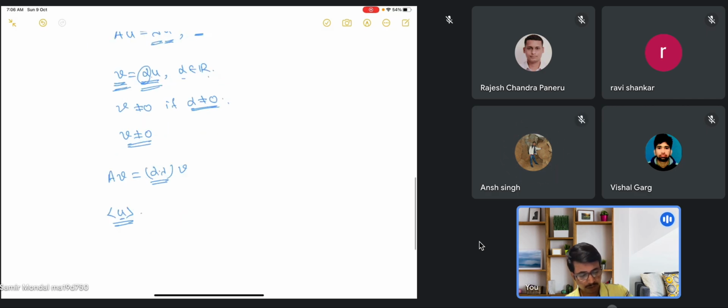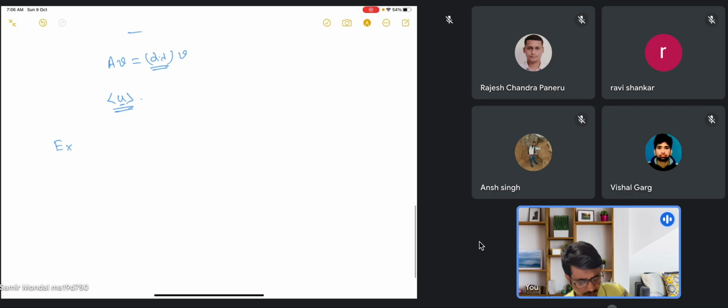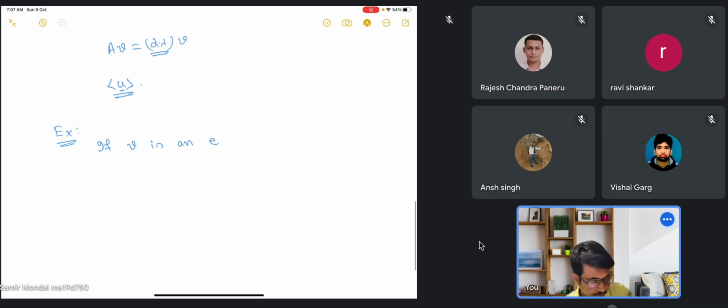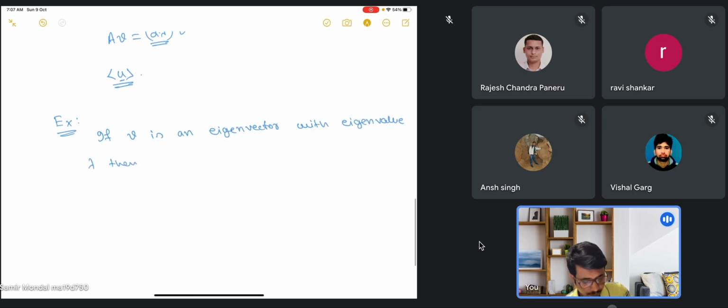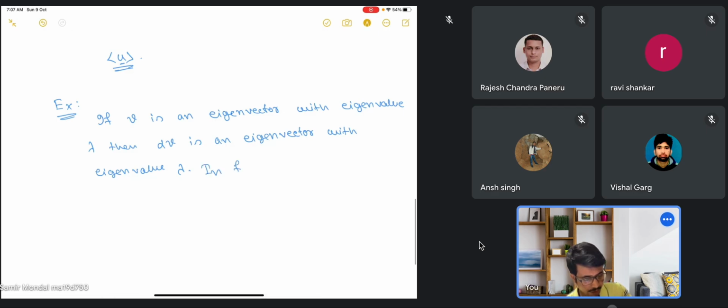Yes, sir. So what we can note, you can take it as an exercise or note: if v is an eigenvector with eigenvalue lambda, then alpha times v is an eigenvector with eigenvalue lambda.